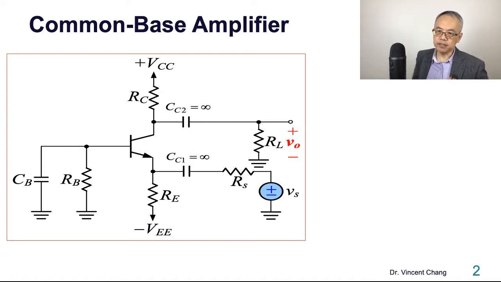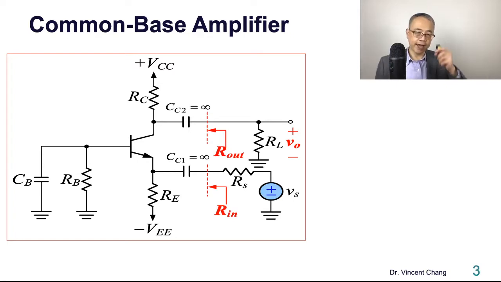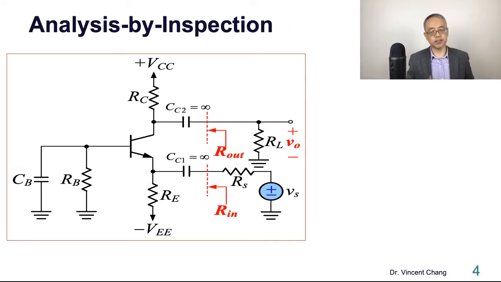This is the common base amplifier we are going to analyze in this lecture. And this is the definition for the input resistance and the output resistance. The three amplifier parameters will be investigated: input resistance, small signal voltage gain, and the output resistance.